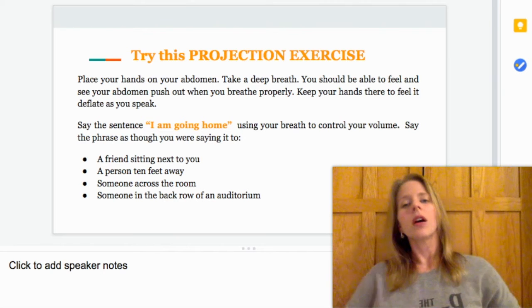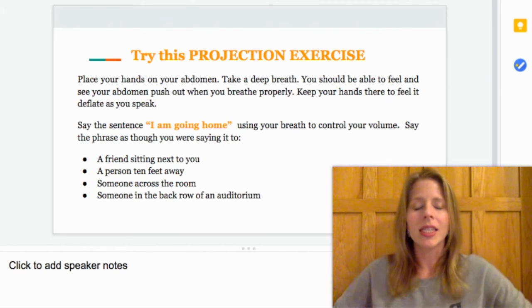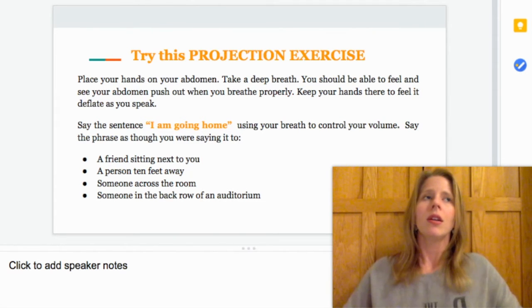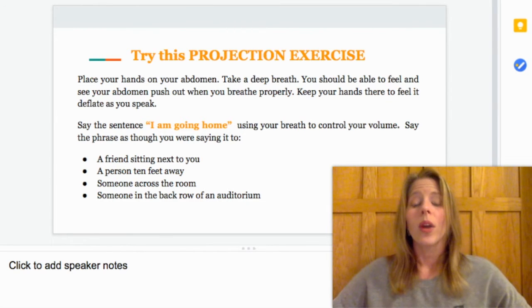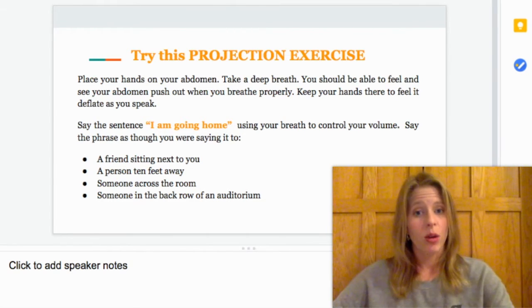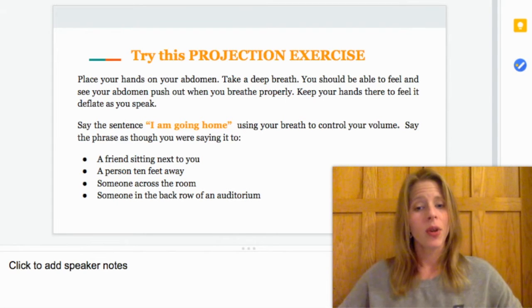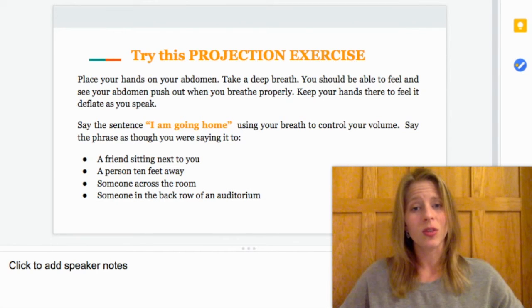You're going to place your hands on your abdomen. Okay, you're going to take a deep breath. And your abdomen, remember, is about where your belly button is. Okay, and when you breathe, it pushes out. Okay, and you keep your hands there so you can feel it deflate as you speak. And then you take another breath.